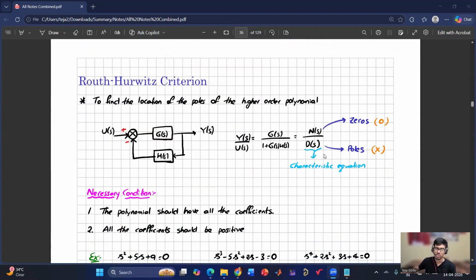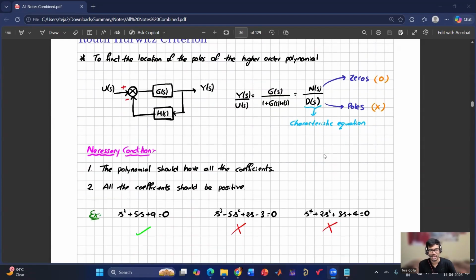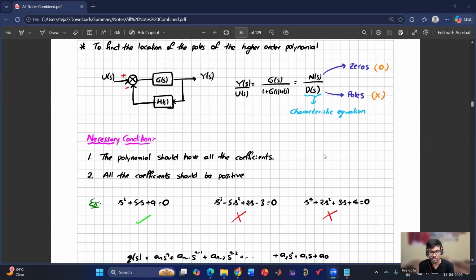And then how do we use Routh-Hurwitz criterion to assess the stability of the system? So what is the necessary condition? The polynomial should have all coefficients and all coefficients should be positive. If they do not meet the necessary condition, it means there are some poles on the RHP side and you need not even draw the Routh-Hurwitz table. Directly you can say that it is not satisfying the necessary condition, so it is not stable.